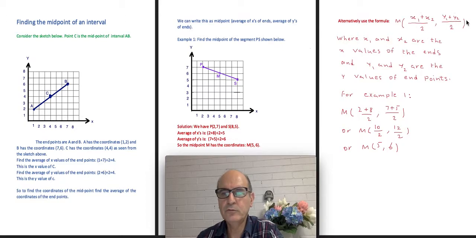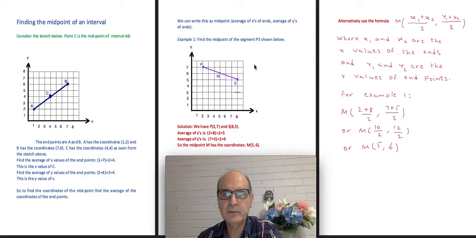Also, you can use this formula. Rather than doing this method, you can just remember this formula. The midpoint M has an x coordinate, which is found by this fraction, where you add the x's of the two ends, x1 and x2, and divide by 2. And the y of the midpoint is found by adding the y's of the two ends, y1 plus y2, divided by 2.